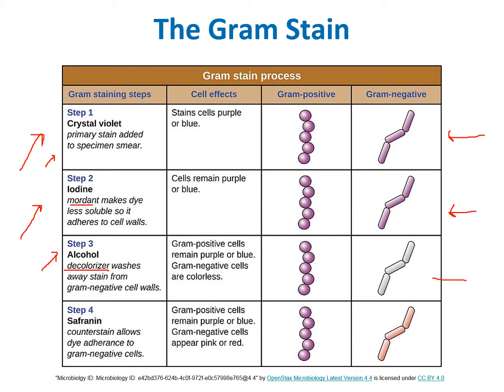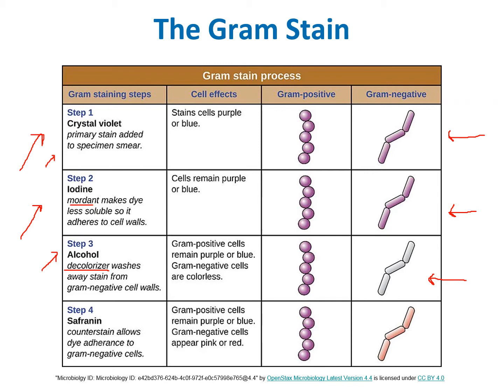For the gram-negative cells, on the other hand, remember we only have one layer of peptidoglycan. So when that layer dehydrates, the peptidoglycan develops rips and holes in it. The other thing that happens is that the outer membrane gets washed away because alcohol is able to solubilize lipids. So now that we've removed the outer membrane and we've made rips in the peptidoglycan layer, the crystal violet iodine particles are easy to wash out. So these cells lose their purple color.